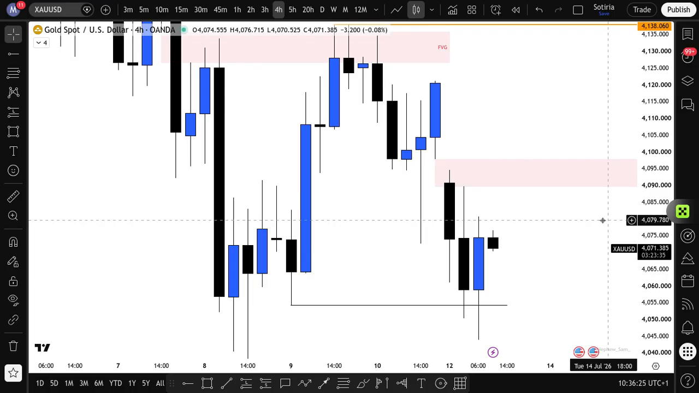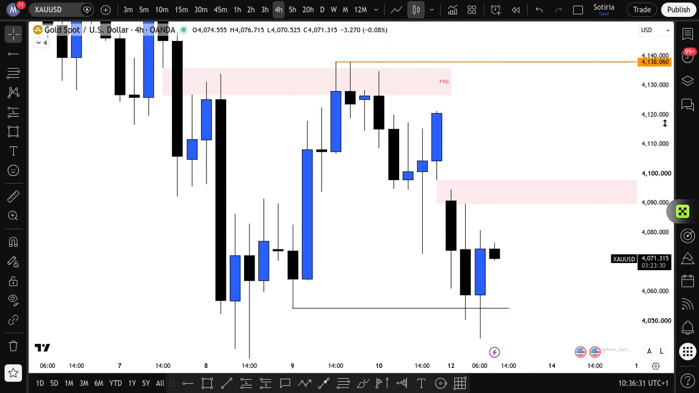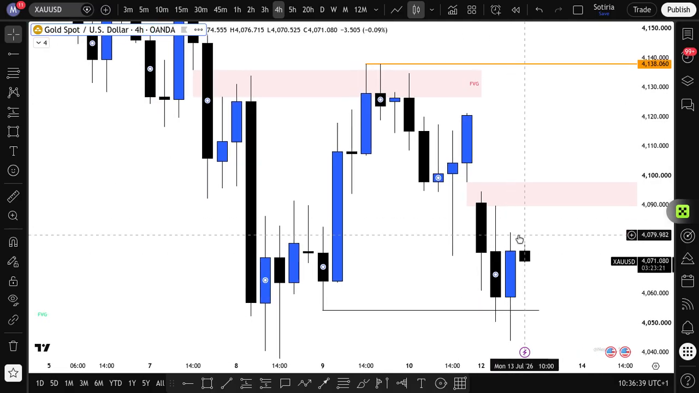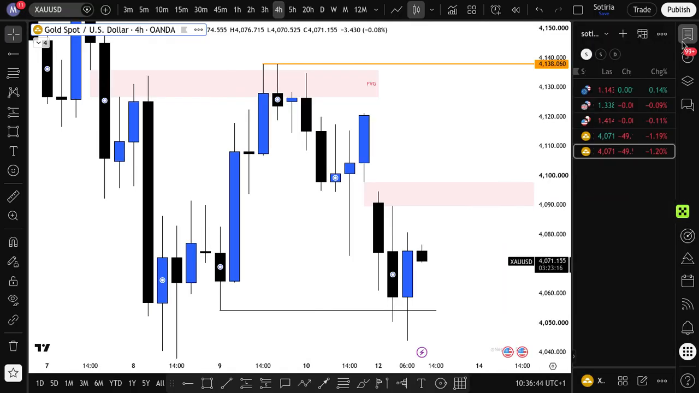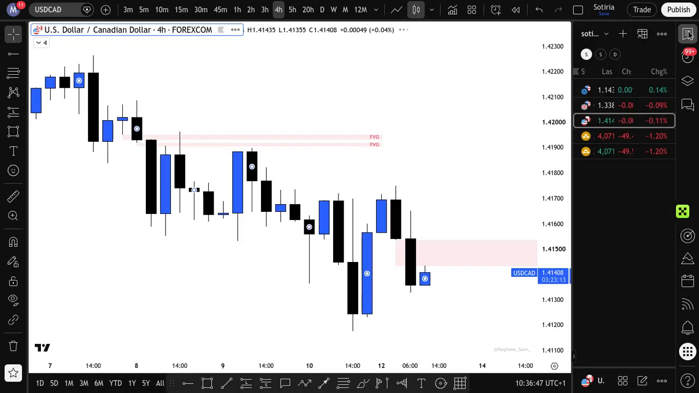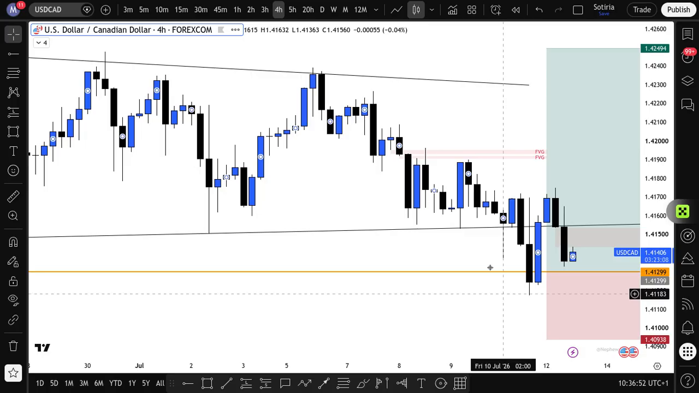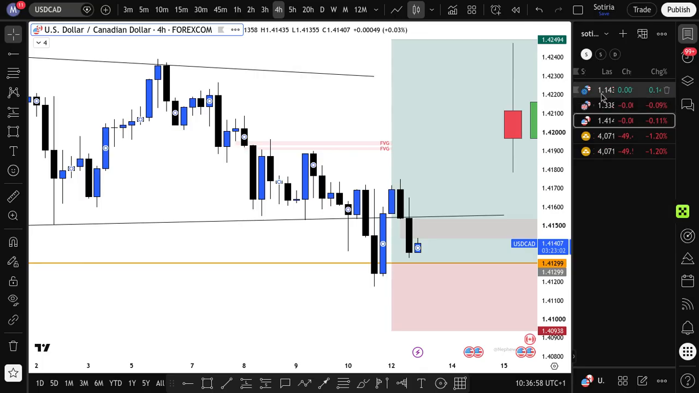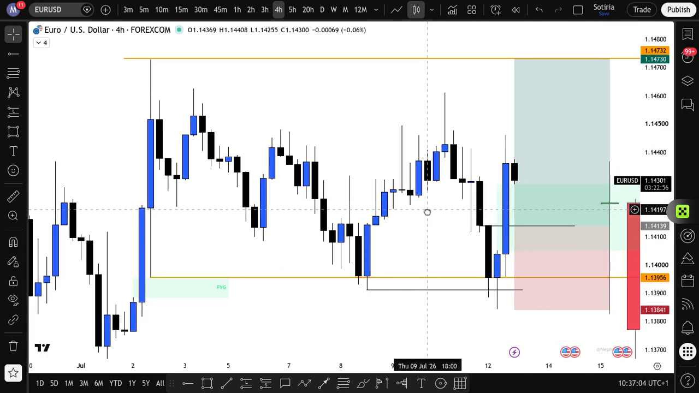Right now I have a buy limit on USD CAD. GU, there's nothing on GU right now. I don't have anything on GU right now. So this is what I have on gold. Looking at this on gold right now, and this is what I have on USD CAD. Looking at this right now, I'm going to see this buy happen. And EU, I have this buy too on EU. I'm going to be sending them to the channel right now.